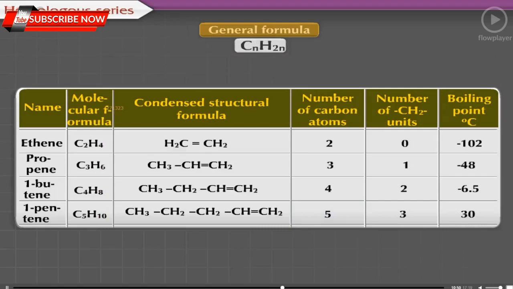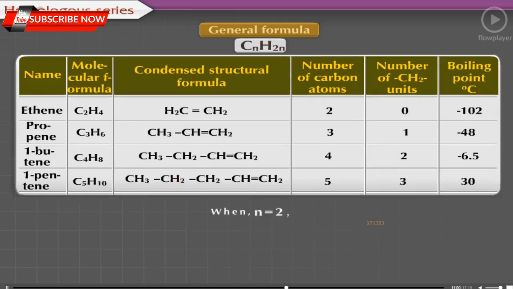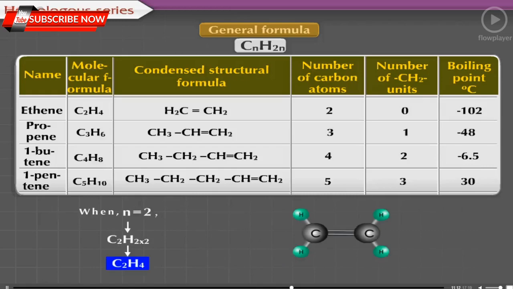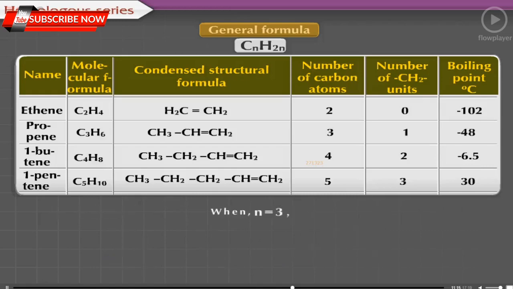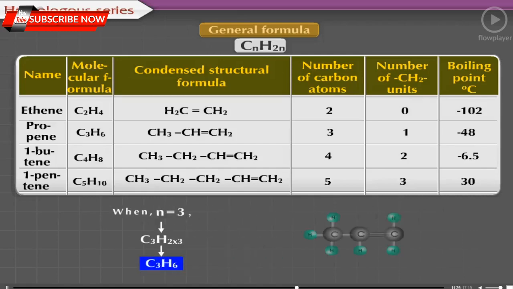This means that when the number of carbon atoms in the molecular formula is n, the number of hydrogen atoms is 2n. When the value of n is 2, the molecular formula of the first member, C2H4, is obtained. When the value of n is 3, the molecular formula of the second member, C3H6, is obtained.